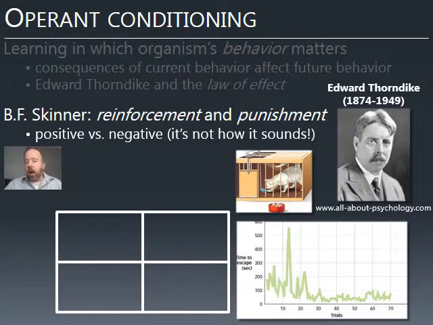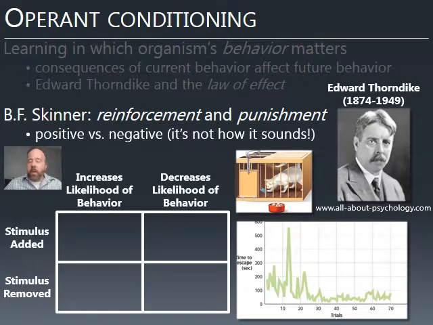So this led to a variety of ways to affect future behavior. You can either add a stimulus or you can take it away, you can remove it. And doing so can either increase the likelihood of behavior or decrease it. So for example, if you add a stimulus and that stimulus increases the likelihood of the behavior, that was what Skinner called positive reinforcement. It's positive because you've added something, and it's reinforcement because it increases the likelihood of the behavior. And usually that reinforcement was something rewarding, like food or water.